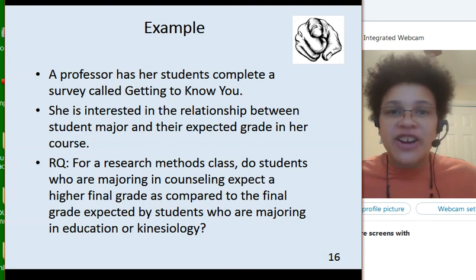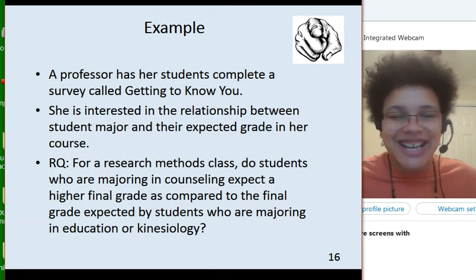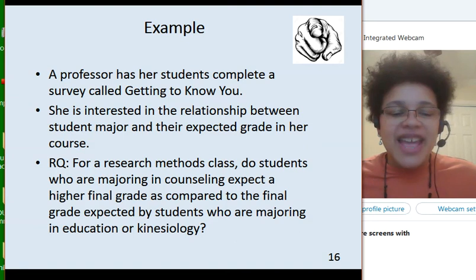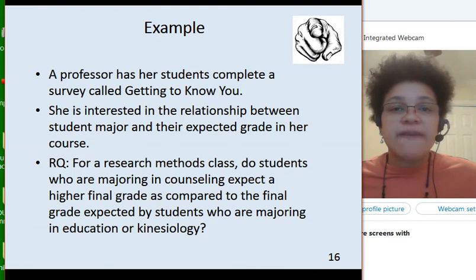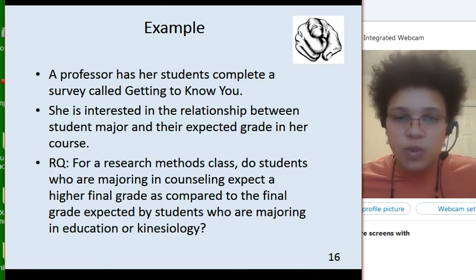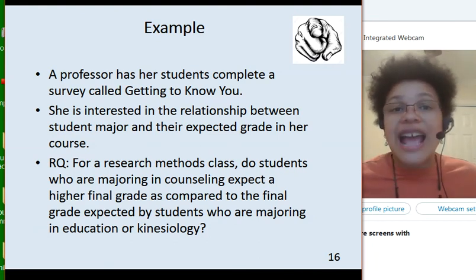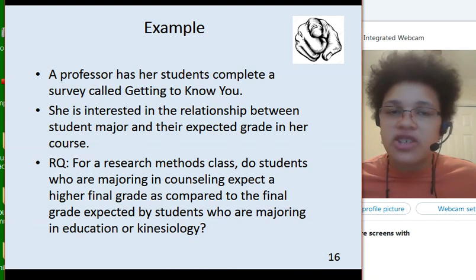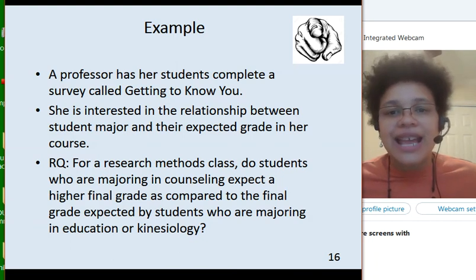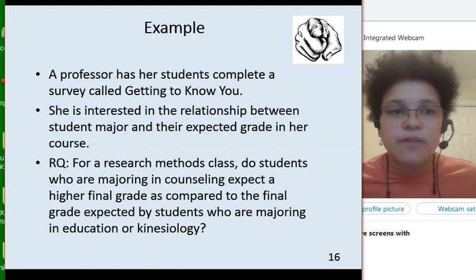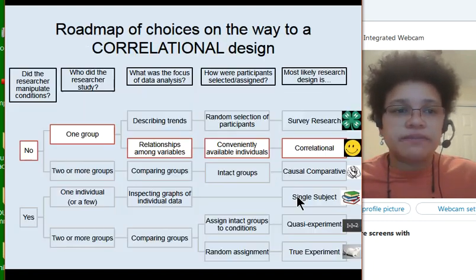Okay, this is causal comparative. The researcher did not assign it. You chose your major. You chose what you wanted to study in graduate school, and the outcome is your expected final grade. I can see if there's an association between major and, on average, expected final grade, but I cannot establish cause and effect using a causal comparative. But I could answer that research question.